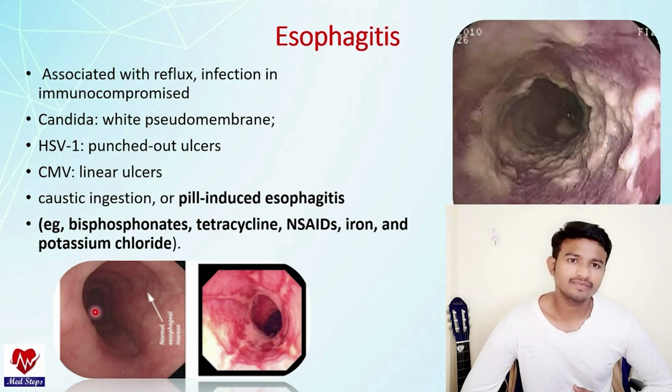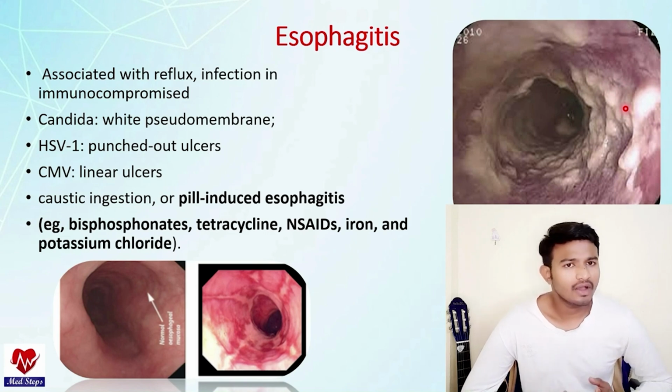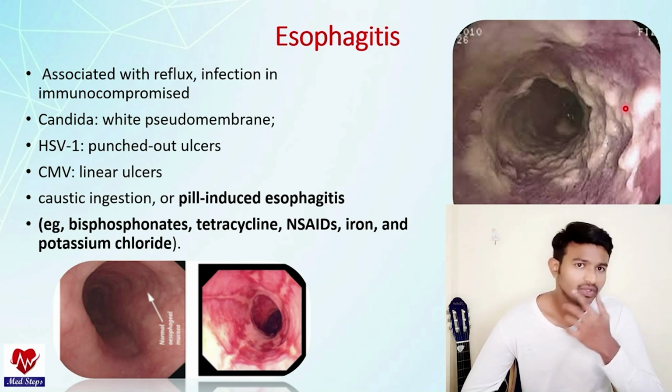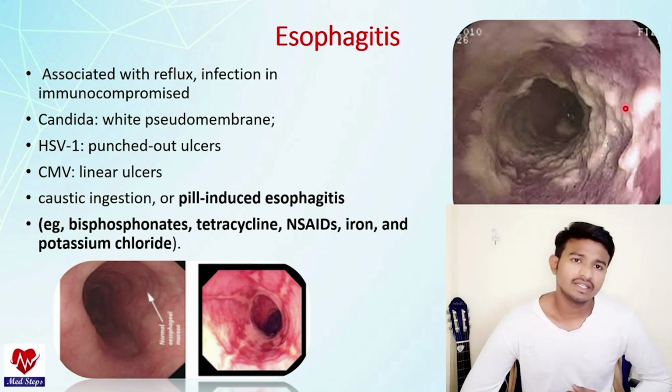If Candida affects the esophagus, you will get a white pseudomembrane. If you see this picture, here you can see the white membrane. So this is Candida. Next, herpes simplex virus. In herpes simplex virus, you can see punched-out ulcers. Punched-out ulcers are ulcers that form in the mouth area, like you can see on the side of your lips, your mouth, and inside of the lips. You can see this type of ulcers.